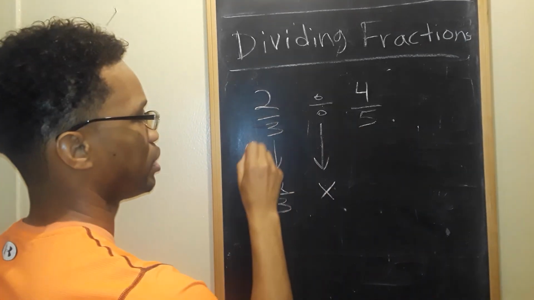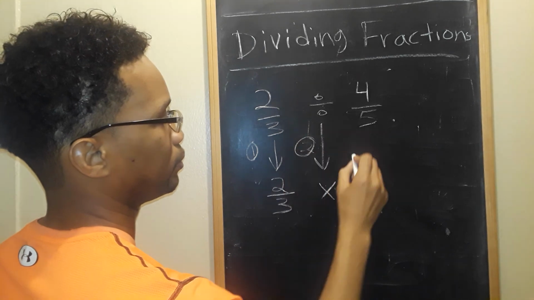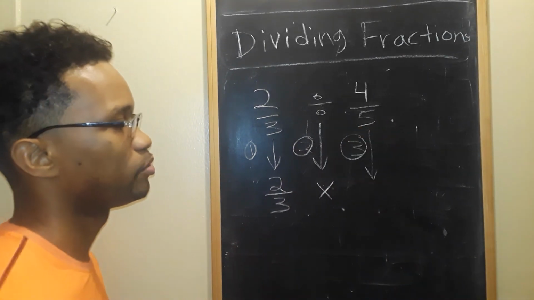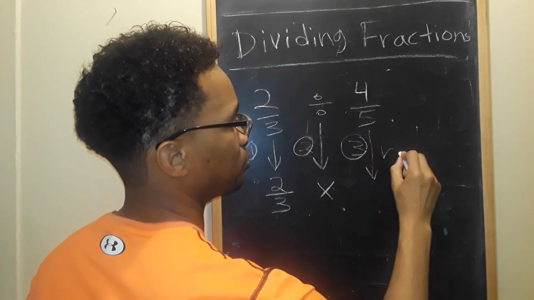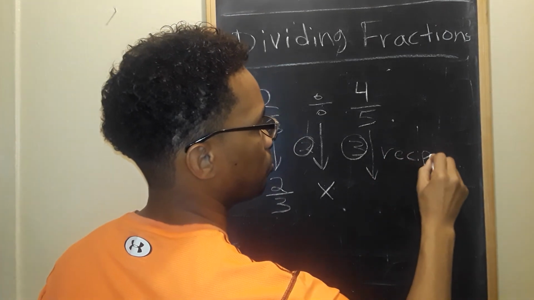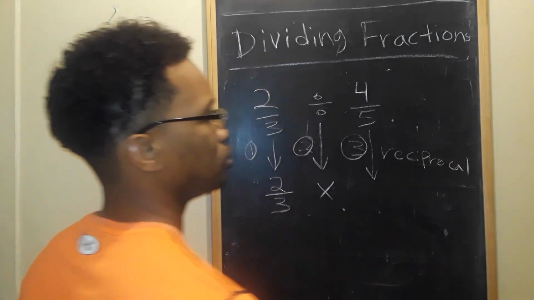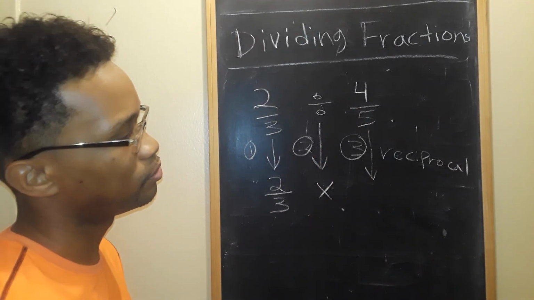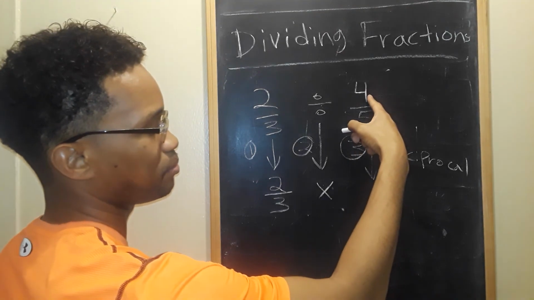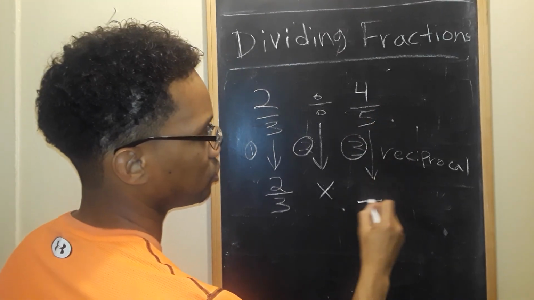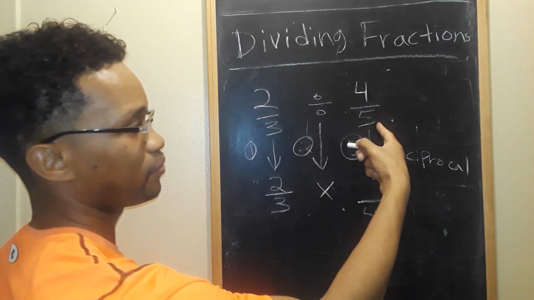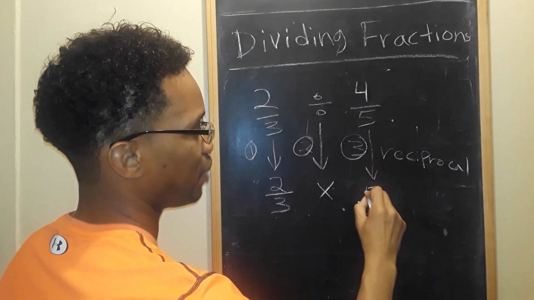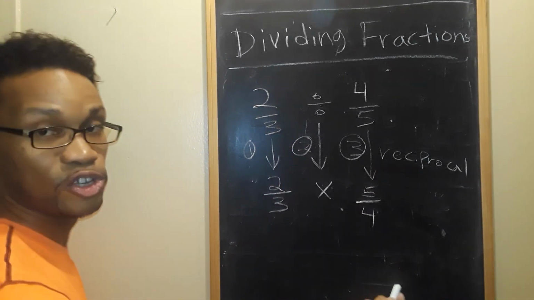Third step, you do the reciprocal. You write that down, reciprocal. You do the reciprocal of 4/5. So whatever's on the top goes on the bottom. So the 4 goes on the bottom now. And whatever's on the bottom, which is the denominator, becomes the new numerator. So the 5 goes on top now. And now you solve.